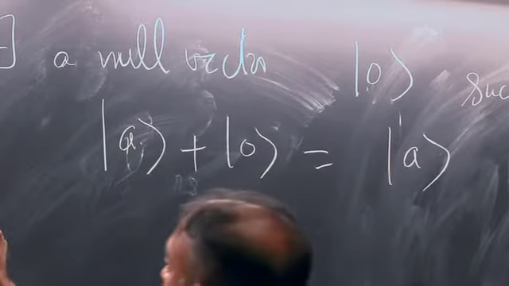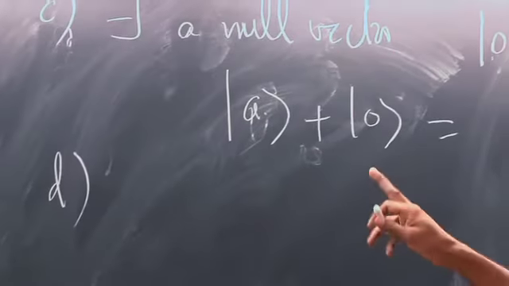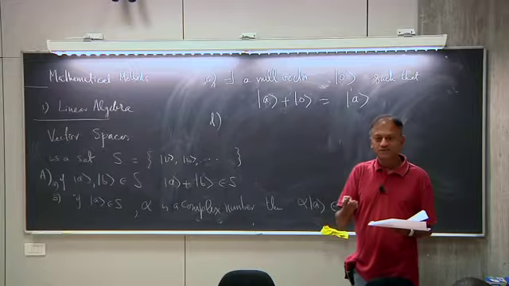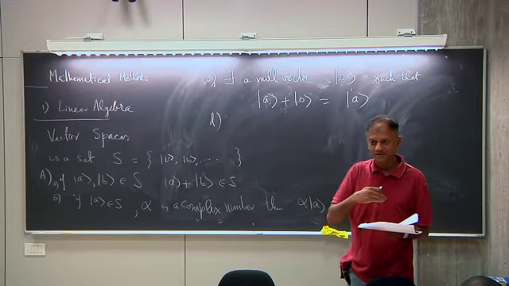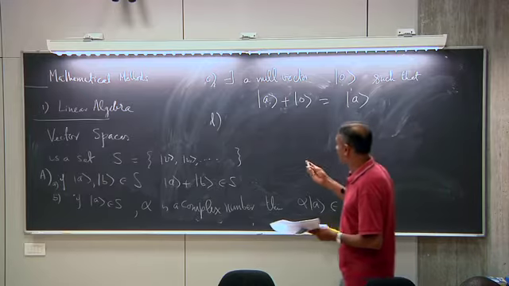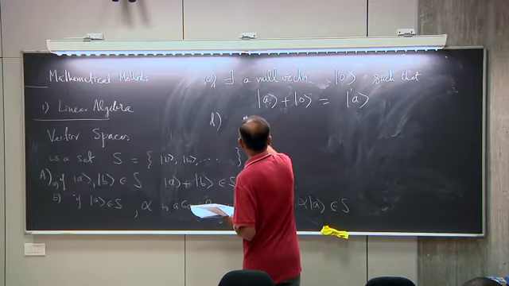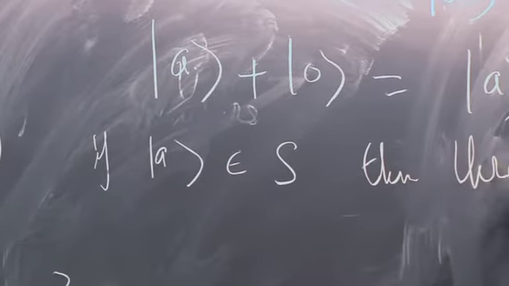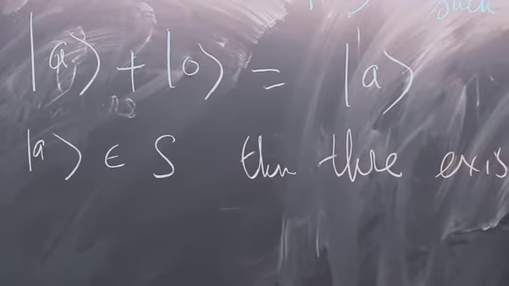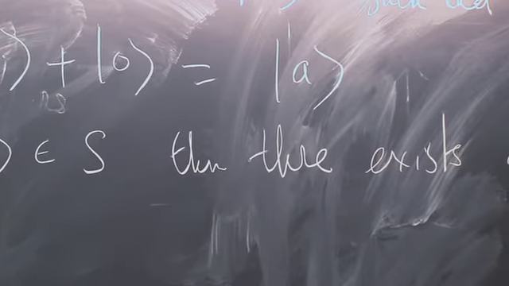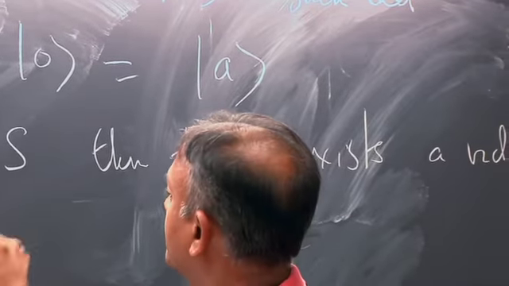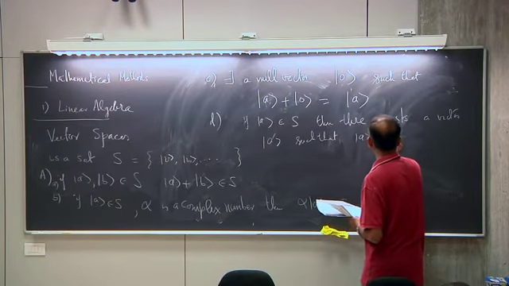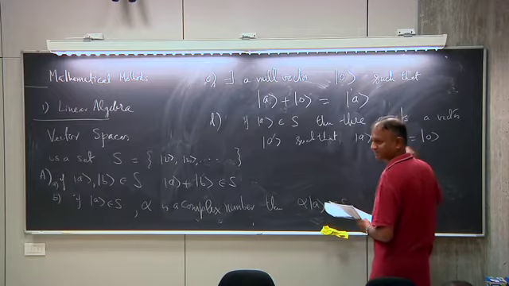And finally, there is a notion also of inverse. Whenever there is an operation you have given, you can ask the question, is there an inverse of that operation, right? So in what sense inverse? So I'll just write. If A belongs to S, then there exists a vector A prime such that A plus A prime is equal to the null vector.